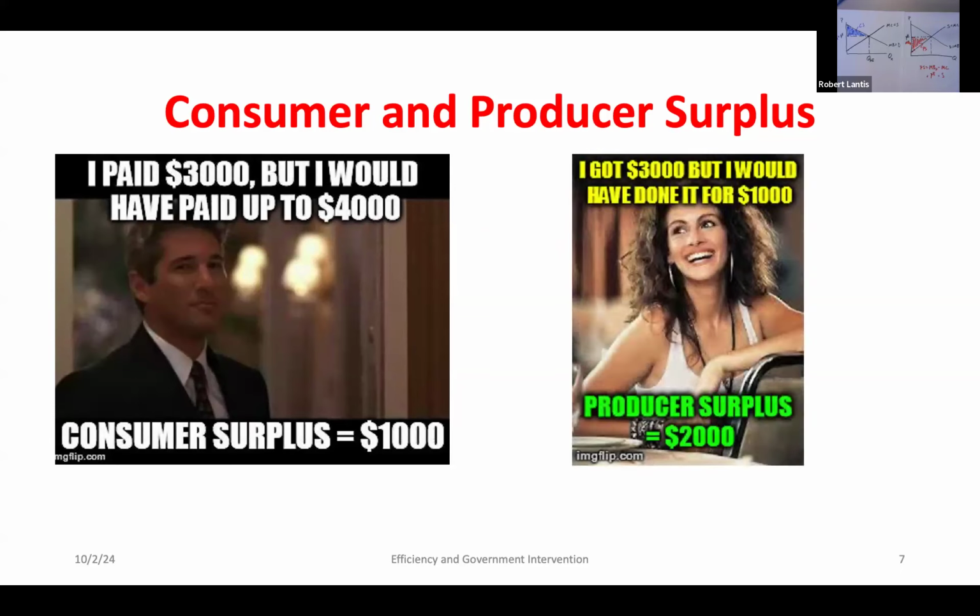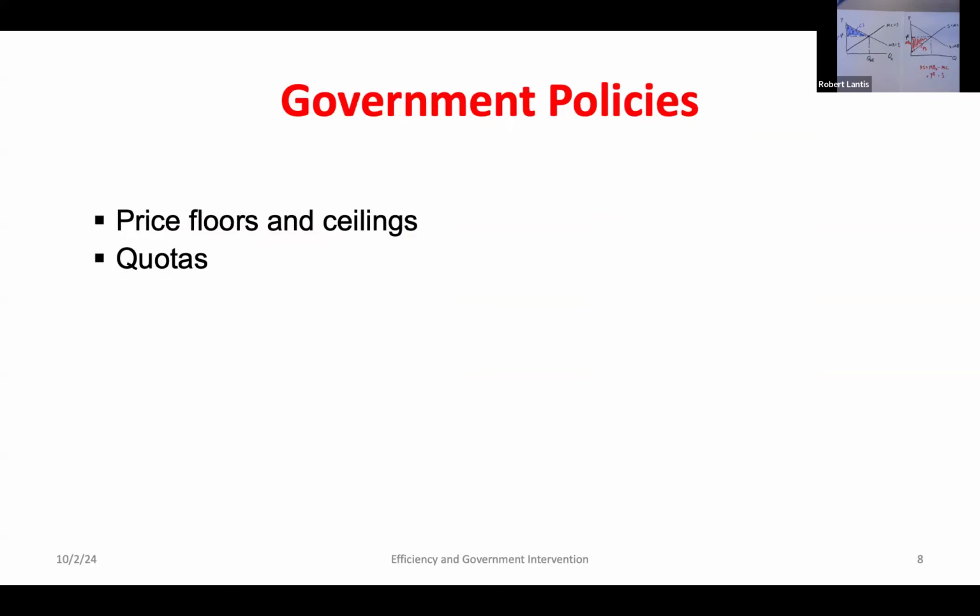For producers, you think about, well, maybe they would have produced something or supplied something to the market for only 1,000. So if they're getting an equilibrium price of 3,000, they're liking that as well, right? They would have supplied this for a much lower price, right? They're getting something that's 2,000 above what they would have supplied it for. Okay. So that's really, honestly, in a nutshell, module 5.